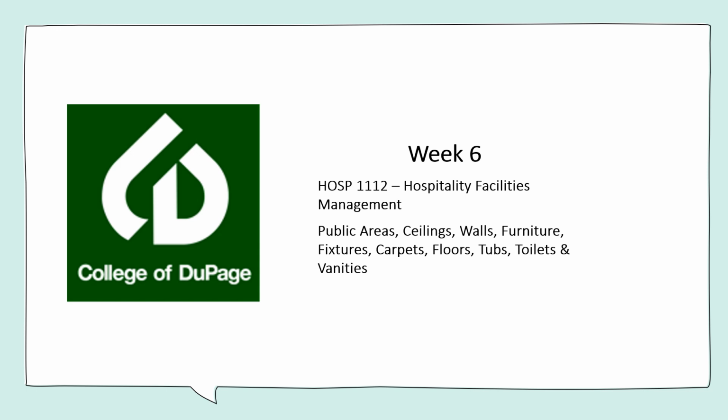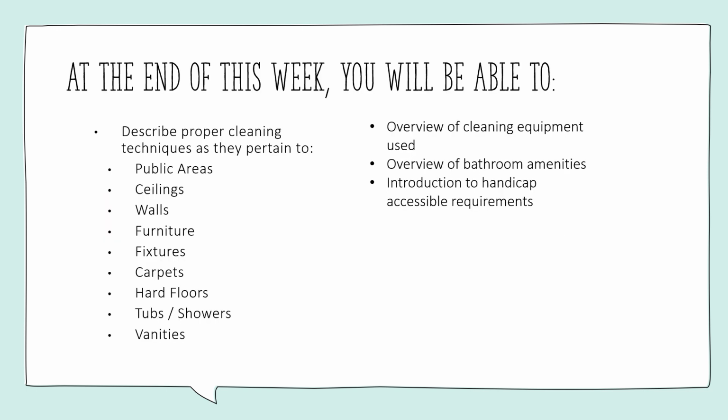This week we will be discussing various aspects of public areas, ceilings, walls, furniture, fixtures, carpets, floors, tubs, toilets, and vanities. We will talk about what they're made of and different ways to clean them. At the end of this week, you'll be able to describe the proper cleaning techniques as they pertain to the areas I just mentioned. We'll get an overview of the cleaning equipment used, an overview of bathroom amenities, and an introduction to handicap accessible requirements.